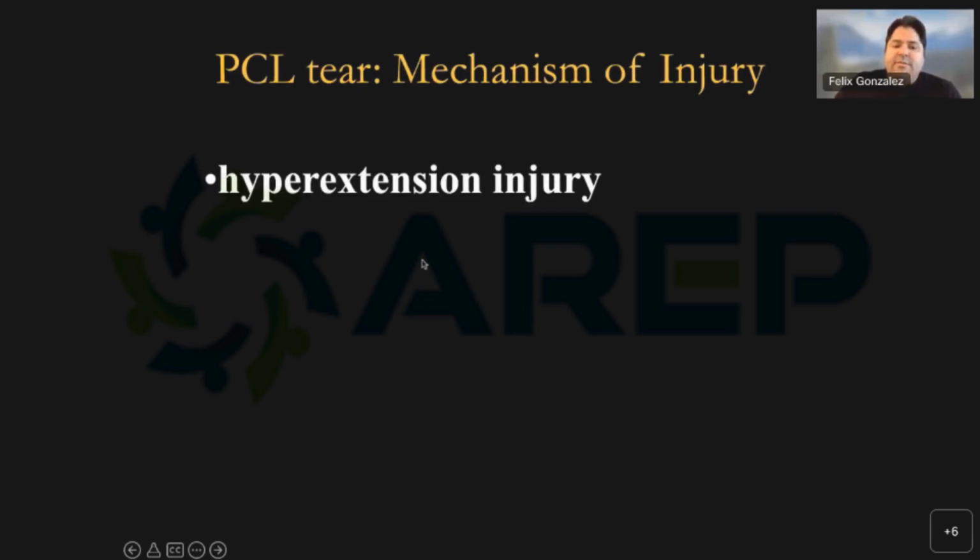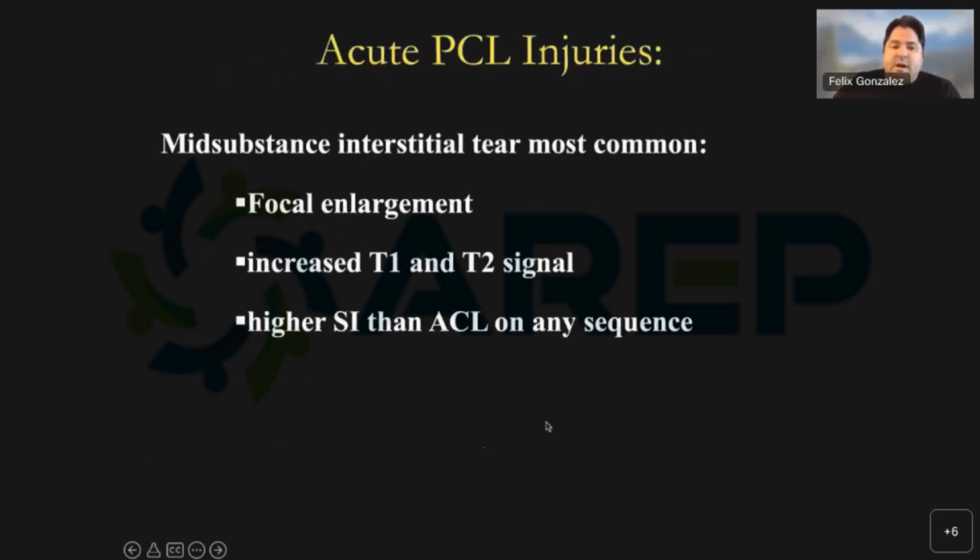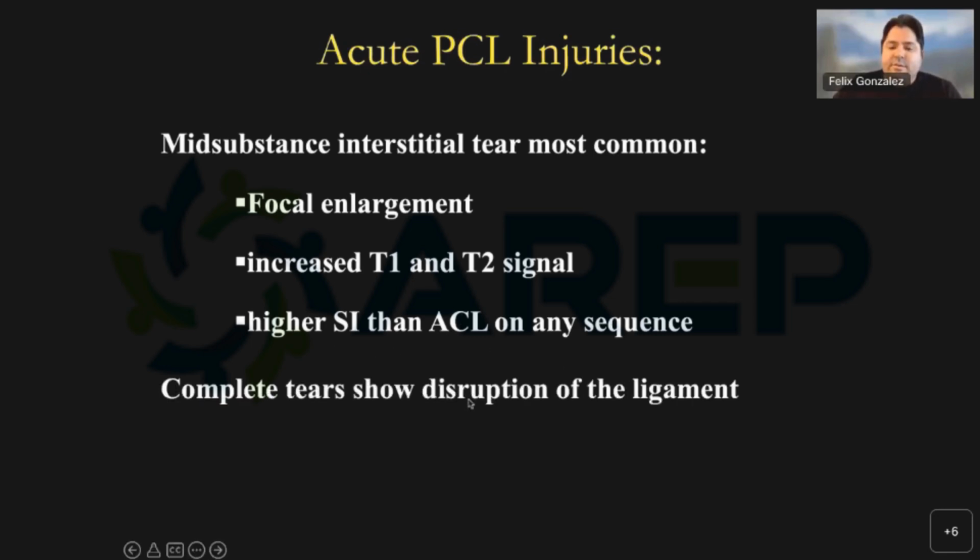Other injury patterns you see with this are hyperextension injury, usually in the setting of sports-related activities. Rarely you see it isolated to the PCL, and you can also see it in the setting of knee dislocations. So usually you're going to have a mid-substance interstitial tear, most commonly presenting as a focal area of enlargement that will be high on T1 and T2, higher signal intensity than the ACL in any sequence, right? That's a good trick that you can use to detect injury within this ligament.